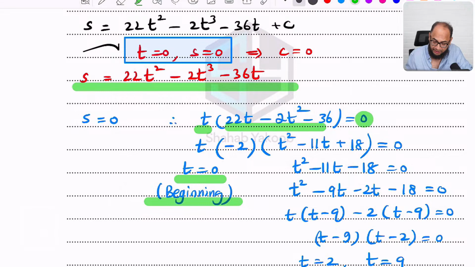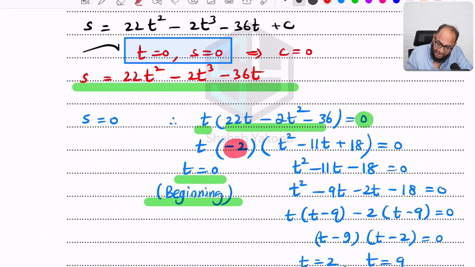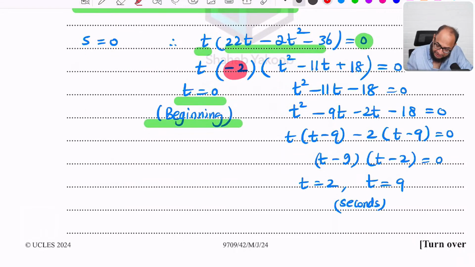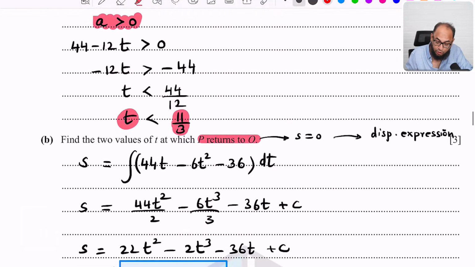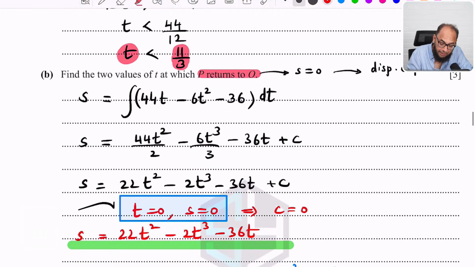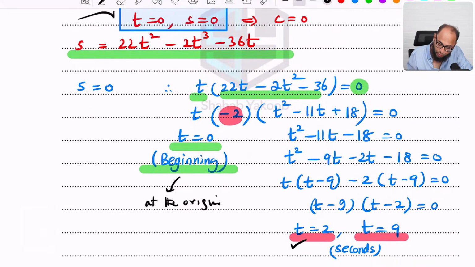That is the beginning of time, the beginning of the journey. And what else have I done? I have taken this -2 also common out. And then I have this quadratic. Using middle term factorization, I get t is equal to 2, t is equal to 9. So it says find the two values of t at which P returns to O, because initially it was at the origin. At time t equal to 2, it's back at O. At time t equal to 9, it's back at O. And I can write seconds over here.